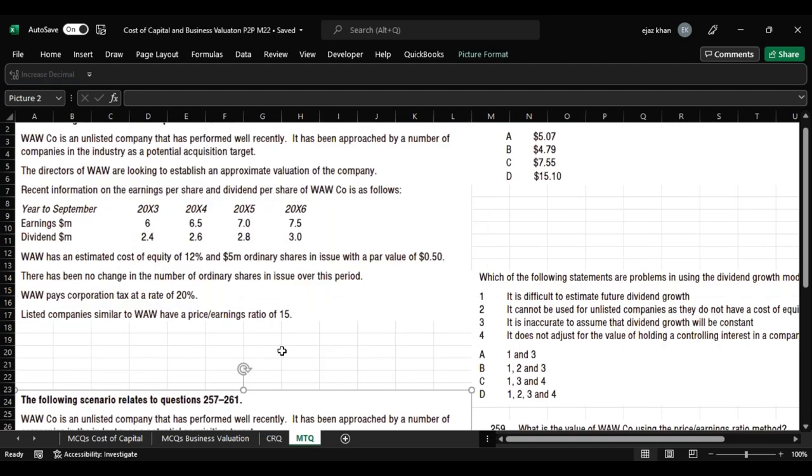Did you people try this MTQ? Okay, we have already done questions related to MTQ. So I'll share the solution about this MTQ, and also I'll share a recorded lecture related to this MTQ as well, once you people solve it. So do you want this MTQ to try yourself, or do you want me to solve it for you now?